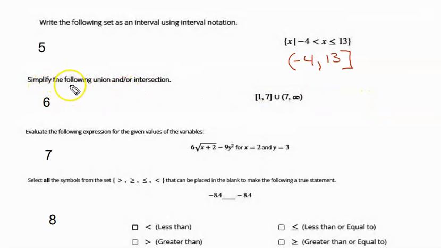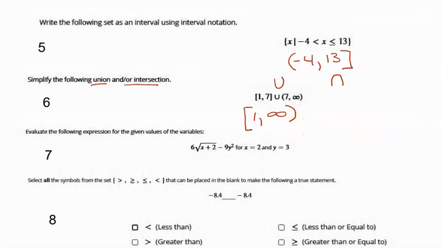All right, number 6, simplify the following union and or intersection. Well, here, this is the symbol for union. This would have been the symbol for intersection. So this set is 1 through 7, and 1 is included, so a bracket, 1. Now, when it gets here, in this set, 7 is not included, but it is included there. So this is continuous to positive infinity, and infinity always has a parenthesis.